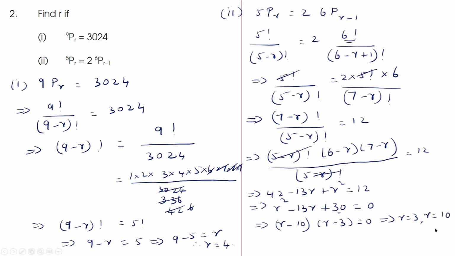Now we cannot take r is equal to 10 because r should be less than 5. So r is not equal to 10 since r is less than 5. Therefore r equal to 3. So if 5Pr equal to 2 into 6P(r minus 1), then we get r is equal to 3.